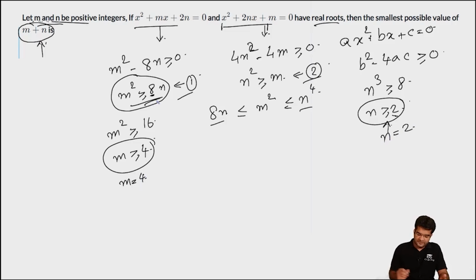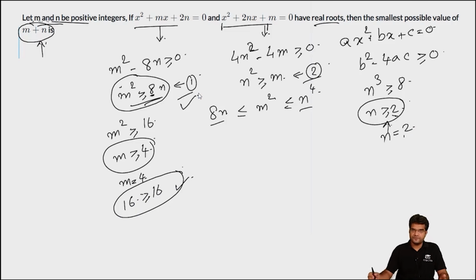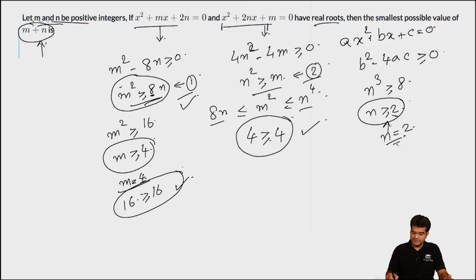We'll check for the first inequality. What is the value of m square? That will be 16 is greater than or equal to 8 into 2, that is 16. Because the equality is there, the first inequality is true. If you are looking at the second inequality, n square is greater than or equal to m. What is the value of n square? It will be 4 is greater than or equal to m, which is 4. Again we have the equality, so even the second inequality is true. So both the inequalities are true when m is equal to 4 and n is equal to 2. So the minimum possible value of m plus n will be equal to 6.